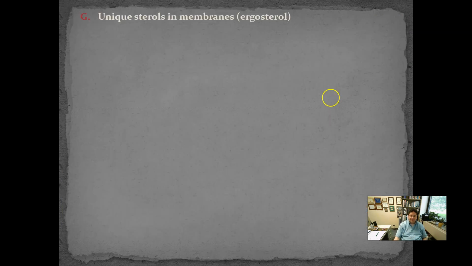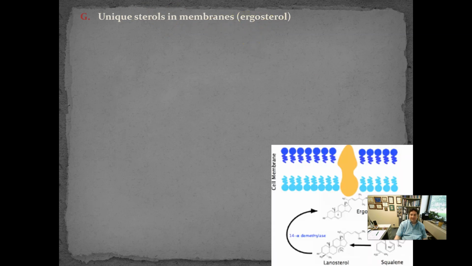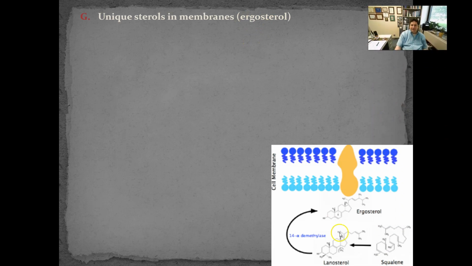That's mold. Now, fungi have unique sterols. Remember, a sterol is a type of lipid. Unique sterols in their plasma membranes. It's called ergosterol. Okay? And it looks like this. So here's the ergosterol that's attached to this plasma membrane here. So ergosterol is only found in the plasma membranes of fungi.